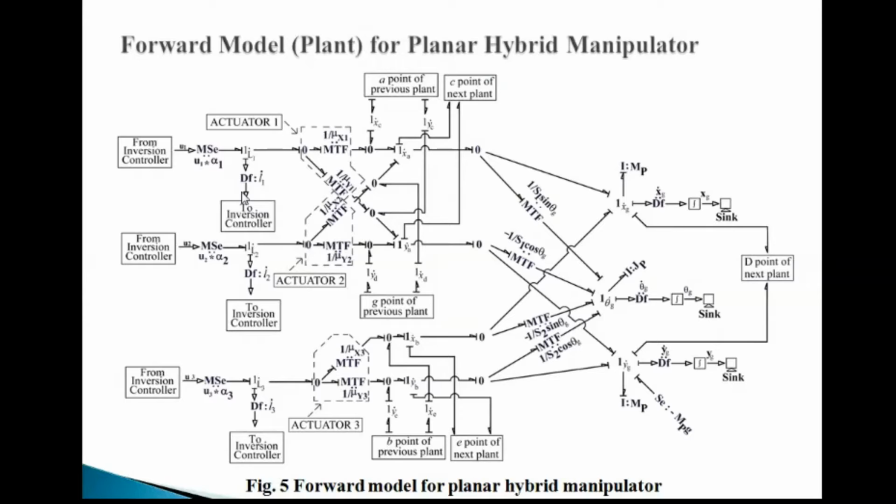Now this shows the forward dynamics model. I have done the modeling using the bond graph method, so I am not going into the details of bond graph. I will just tell you what exactly this model represents. Here you can see these MSE elements represent the forces in the 3 actuators, which come from the inverse dynamics model, which we will make. All the lower and upper manipulator points are connected like this, so that the A point of the lower manipulator becomes the C point of the upper manipulator.